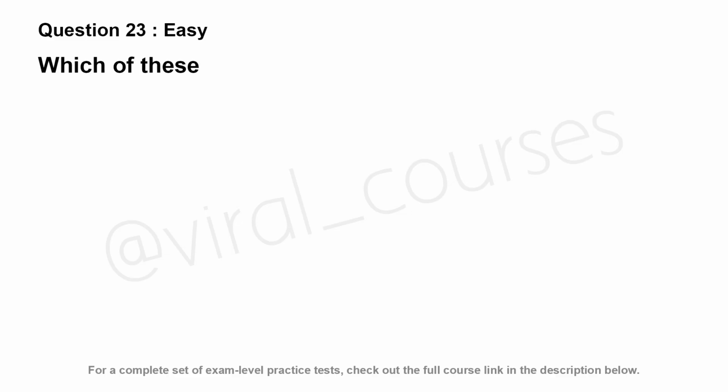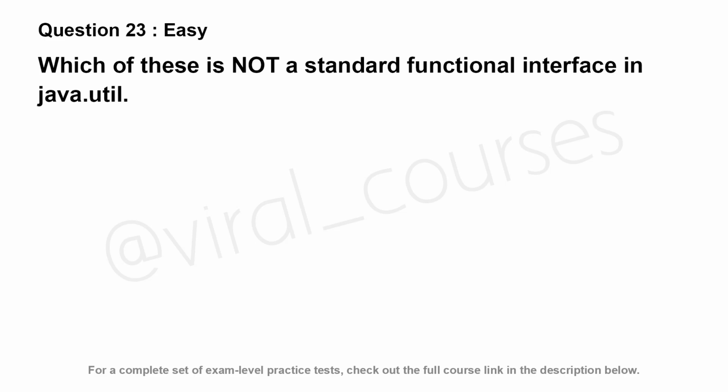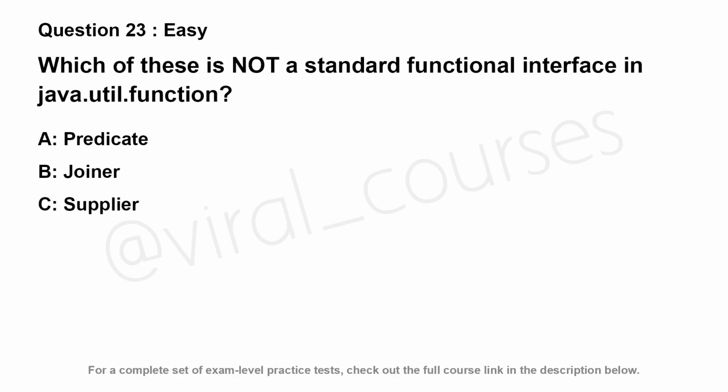Which of these is not a standard functional interface in Java? java.util.function. Option A, Predicate. Option B, Joiner. Option C, Supplier. Option D, UnaryOperator.